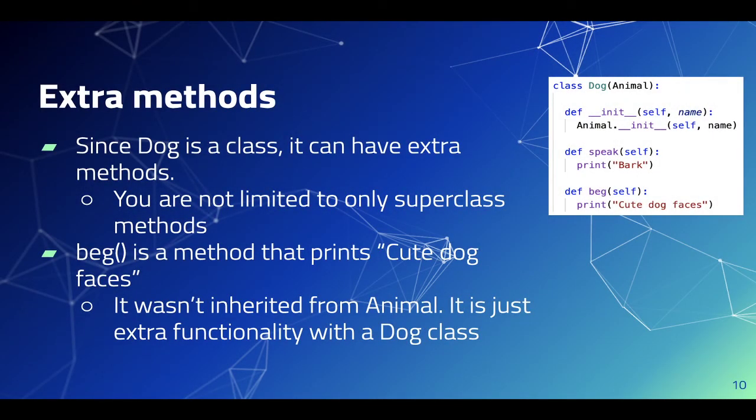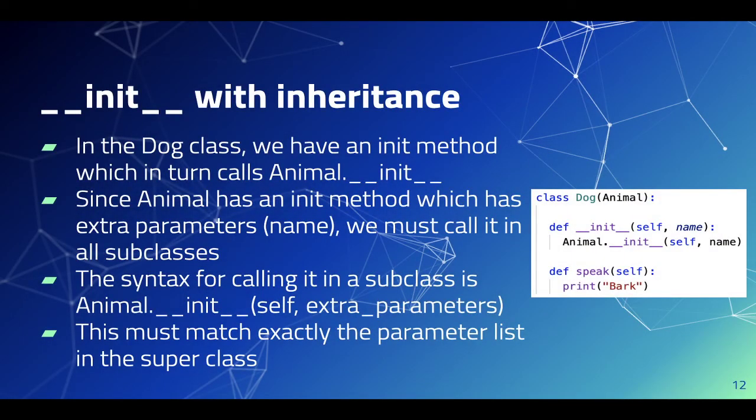When we pass the name to the normal dog constructor, we also pass that name to the constructor of animal. So if I look back here, we pass in the name to the constructor of animal. The syntax for calling the init method from a subclass is the class name .__init__, and then you provide the parameters it requires. Obviously, since we're calling a function, we must match the exact parameter list in the superclass.